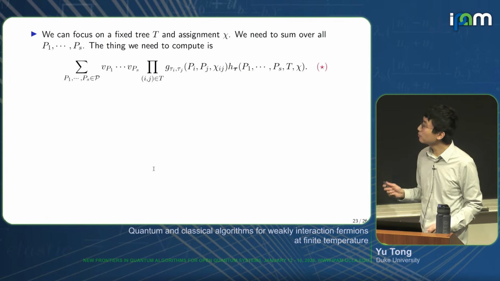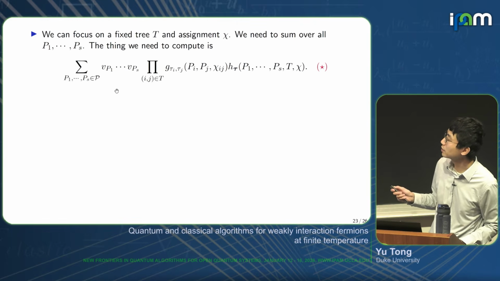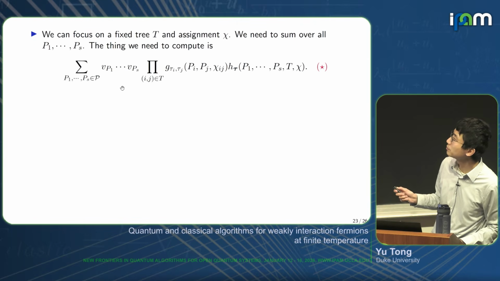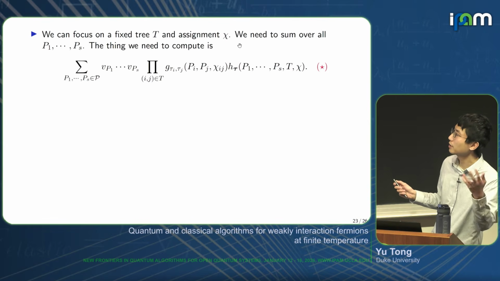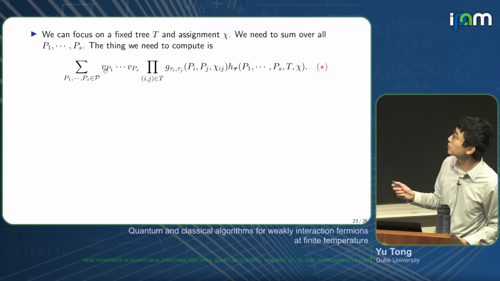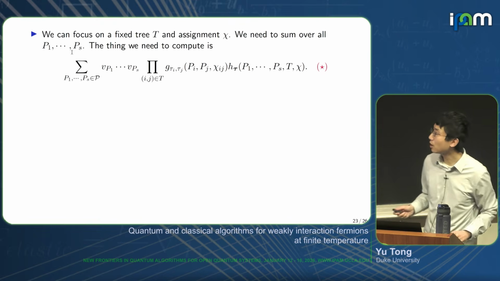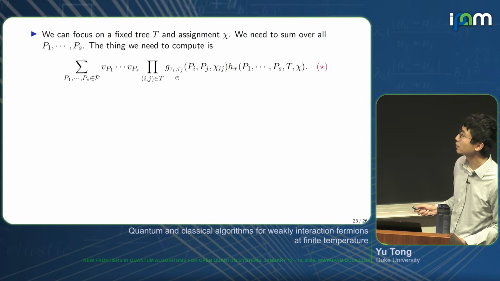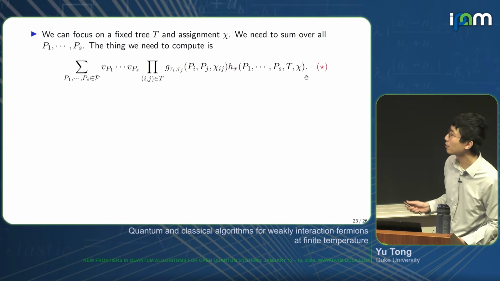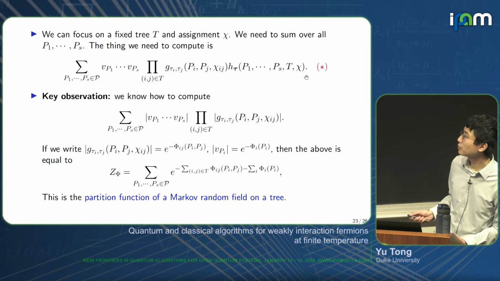The second place where trees help us is in evaluating this thing. So for a fixed tree that we have sampled and the assignment chi, which is another thing that is not very important, we need to sum over all the configurations, right? As you previously saw, there are like n choose s many configurations. We cannot go through them one by one, so we evaluate this thing in a somewhat smart way. The key observation is that if we ignore this h tau and take the absolute value of everything else, this thing we know how to evaluate.